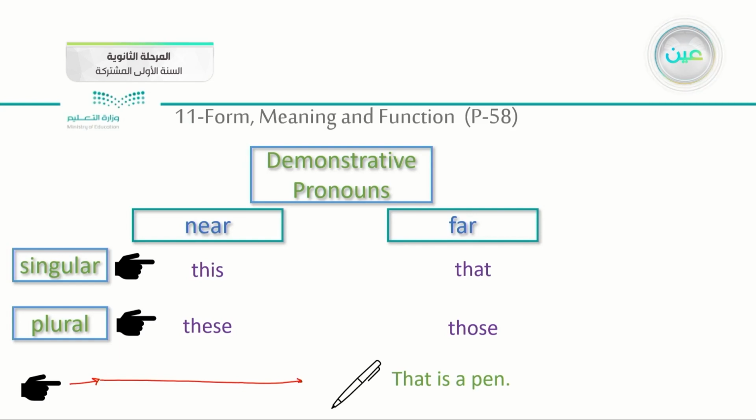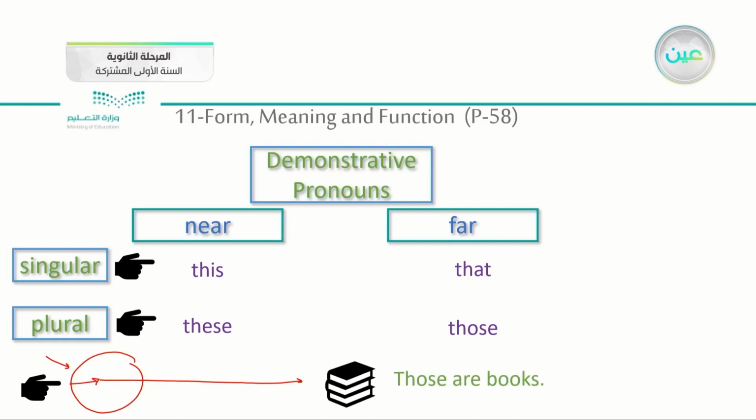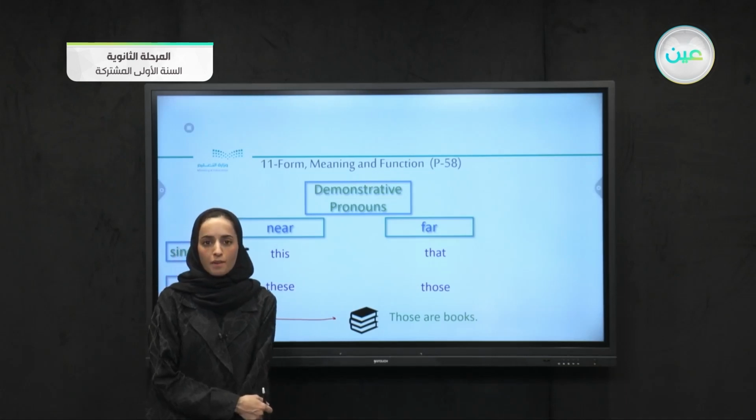So that is a pen. However, if I'm speaking about these books, they are here by my side. These are books and those are books. So this and that, these and those. One and more than one, here and there.